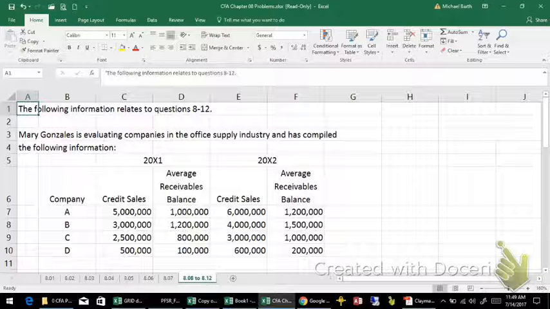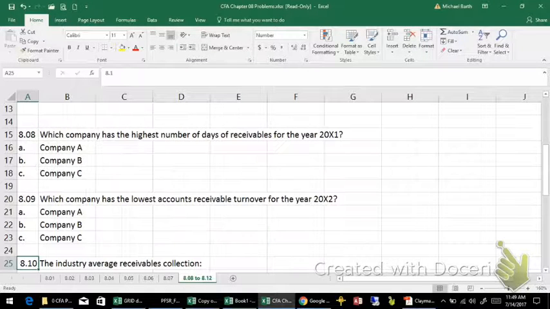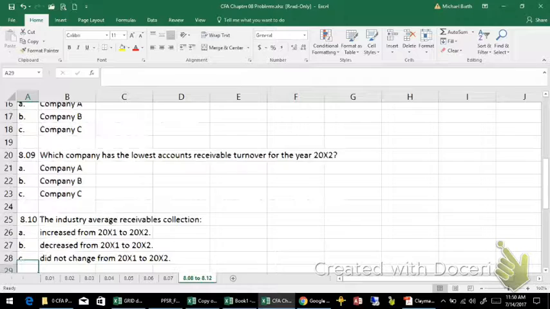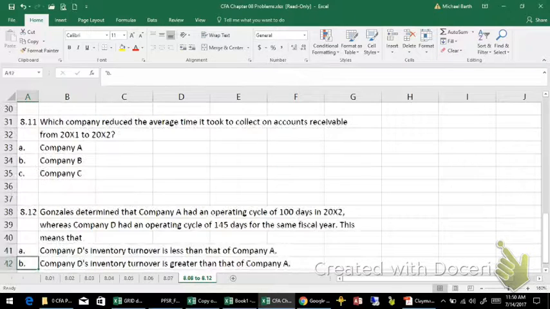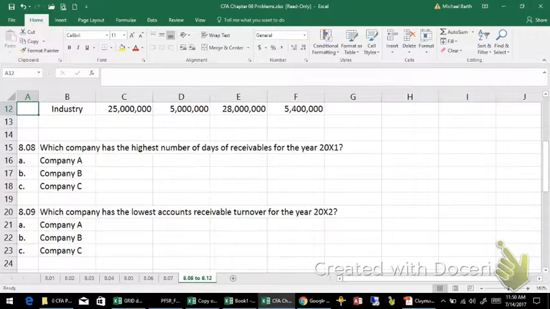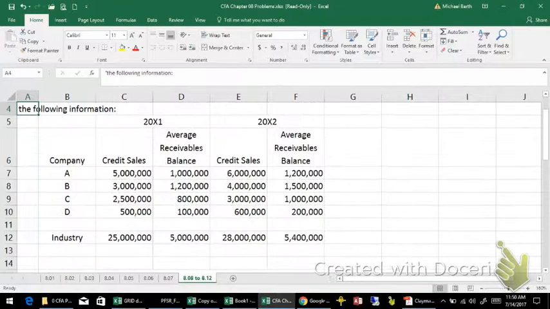Alright, this is problems 8.08 through 8.12 of the end of chapter problems from chapter 8 of Corporate Finance: A Practical Approach, published by the CFA Institute. Since the same case material is there for all 5 of the questions, I'm just going to make one big video. You can fast forward if you want to just look at one particular piece.